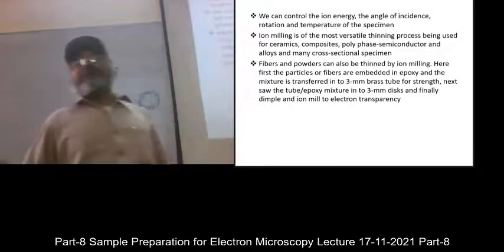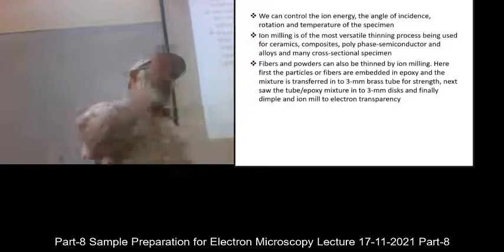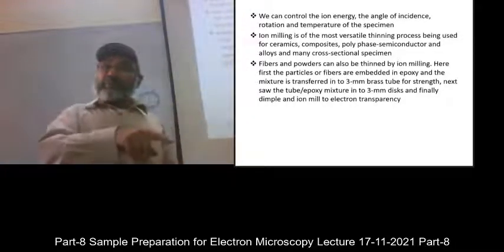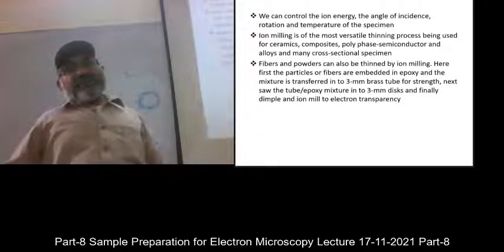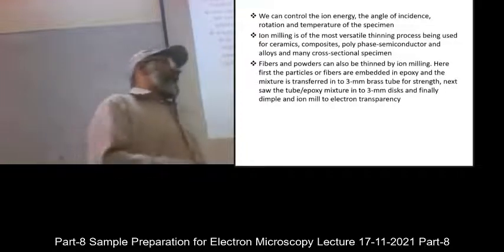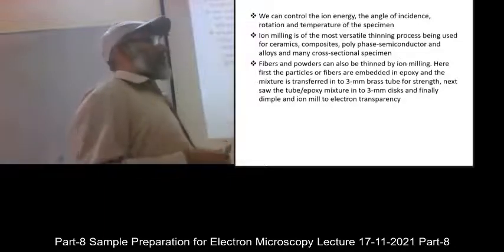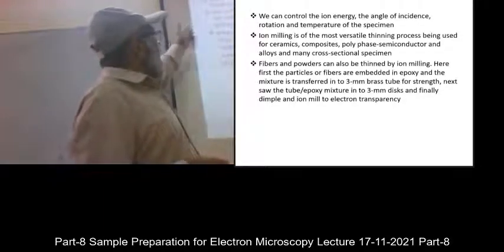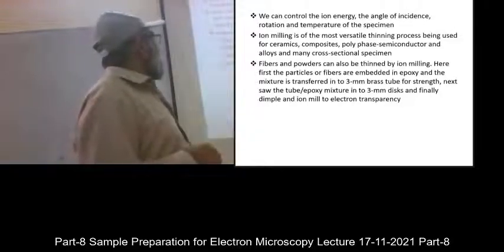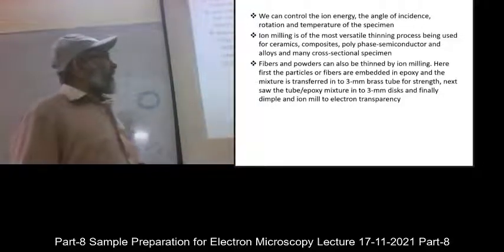And it is also possible that you have the composition of a glass and the same composition of crystals within a material. So the same chemical composition, but some regions are glassy, amorphous, and some are crystalline. And again, they are polyphasic material. So polycrystalline and polyphasic must be distinguished. And alloys and many cross-sectional specimens. Fibers and powders can also be thinned by ion milling.